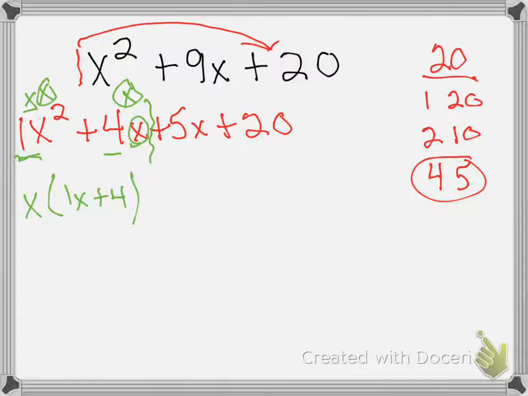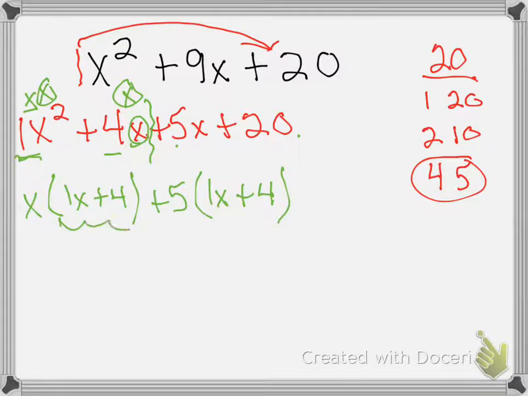In the second half, the biggest number that goes into 5 and 20 is a 5, and there's not an x with the 20, so we can't factor away an x. So we can start our second set of parentheses. 5 divided by 5 is 1. The x stays there. 20 divided by 5 is 4. And we close off the parentheses.